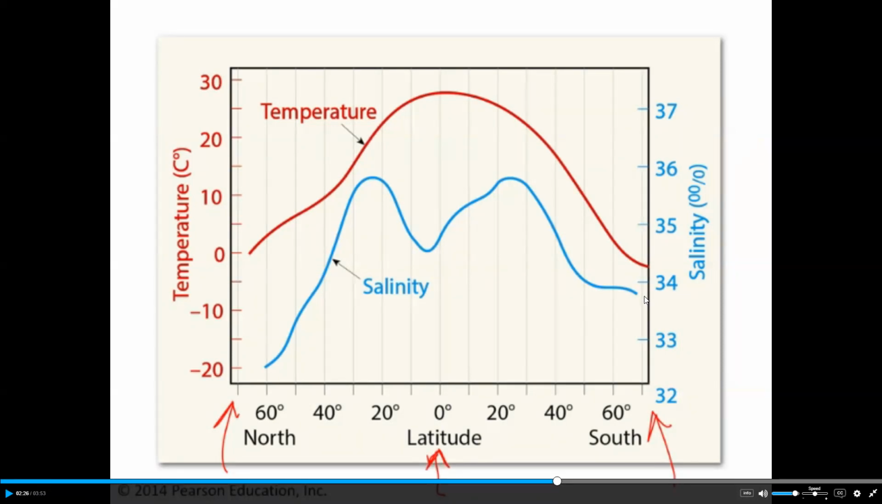And this pattern is essentially seasonal. We're going to see a lot larger seasonal fluctuations in salinity at the North and South Pole as we get the melting and formation of the ice caps than we do here at the equator and the middle latitudes.